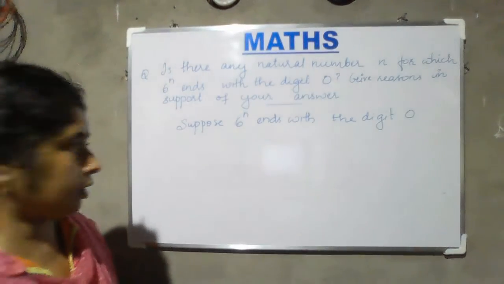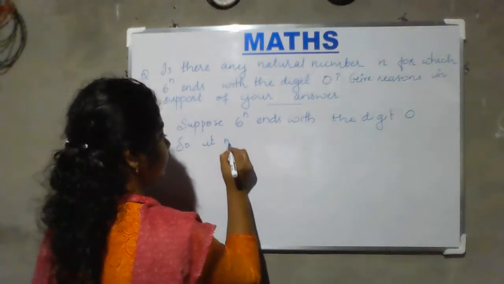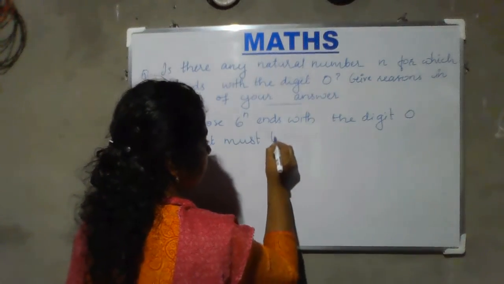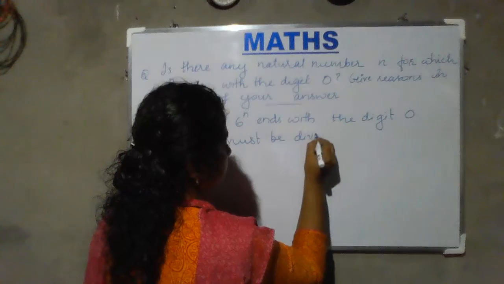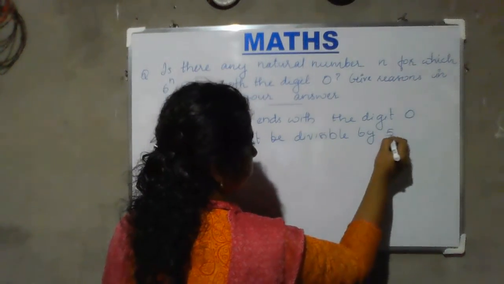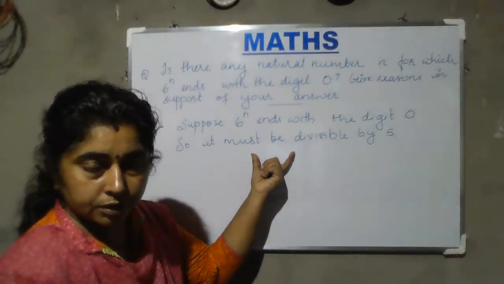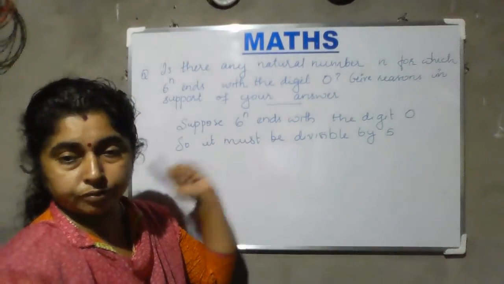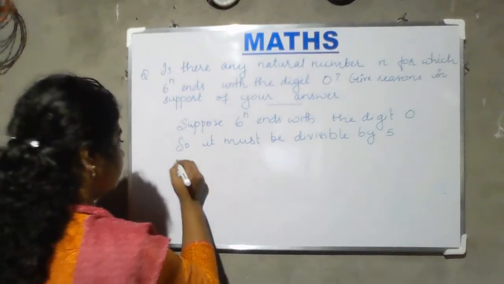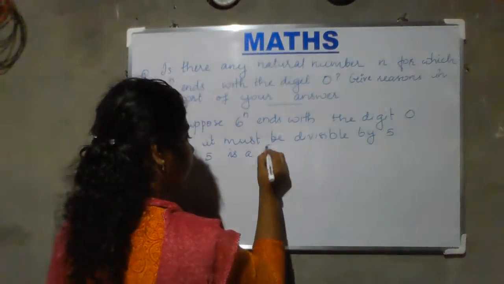So it must be divisible by 5. That is, if it is divisible by 5, which means 5 is a factor of 6 raised to n.